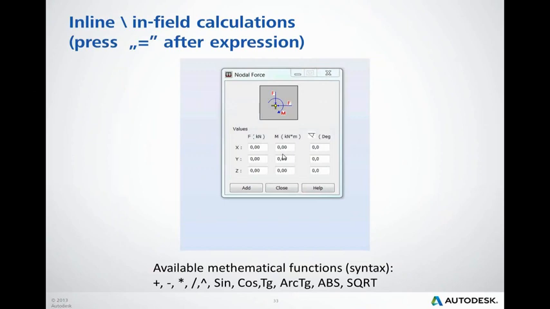There is an inline, or what is better to say, in-field calculator in many fields in dialog windows of Robot. This inline calculator is not implemented in table cells. How to activate it? Just type the formula inside the cell and then press the equal sign on the keyboard to see the result. Available functions and syntax are on the slide.